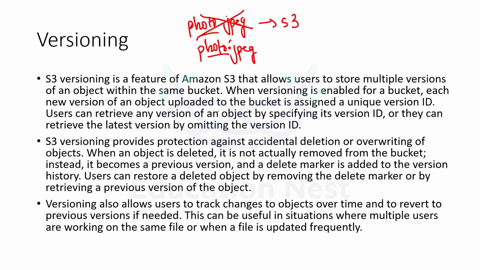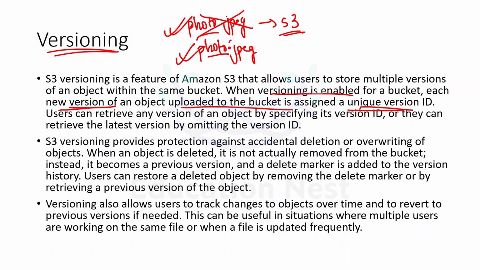But what if I want to store multiple versions? I wanted to store the previous version as well as the new version. Then you have to enable this feature called versioning. This can be enabled while creating the S3 bucket, or you can also enable it later. So as you can see, when versioning is enabled, each new version of the object is uploaded to the bucket and it is assigned a unique version ID.